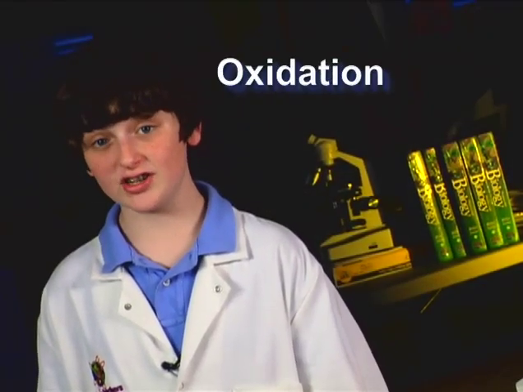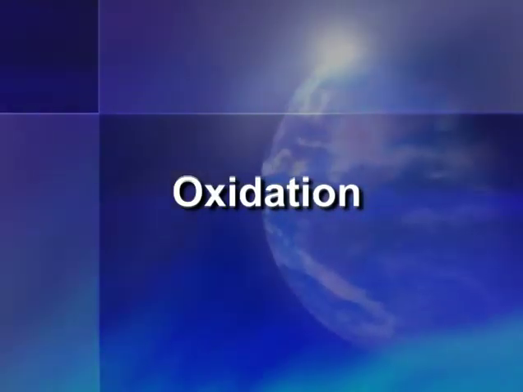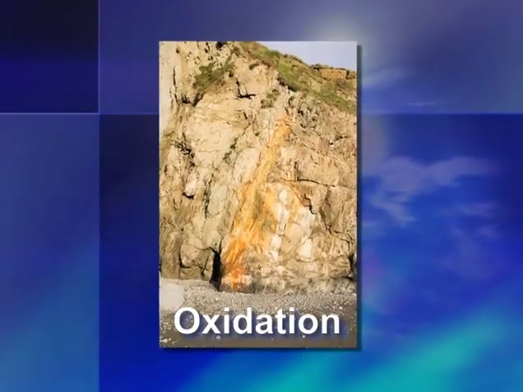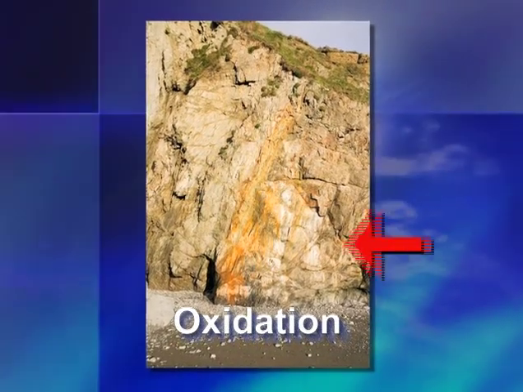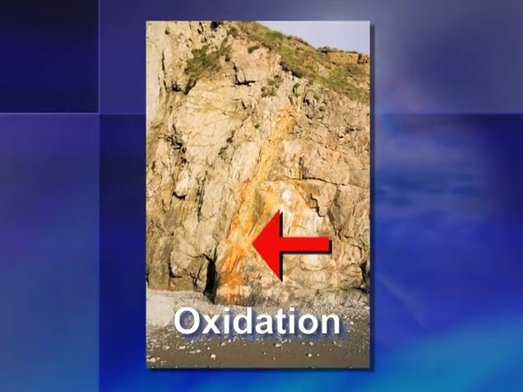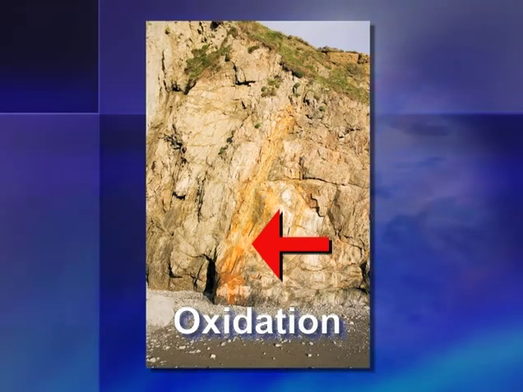There are different kinds of chemical weathering. Oxidation, hydrolysis, and carbonation are a few examples. Oxidation happens when oxygen combines with the elements in the rock. A common example of this process is rust. This happens when oxygen combines with the metal iron.